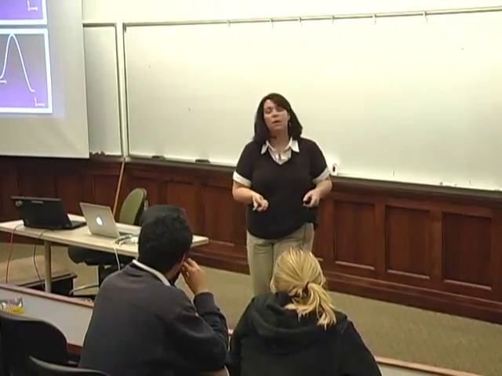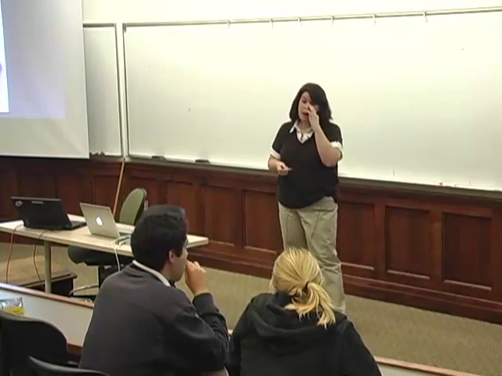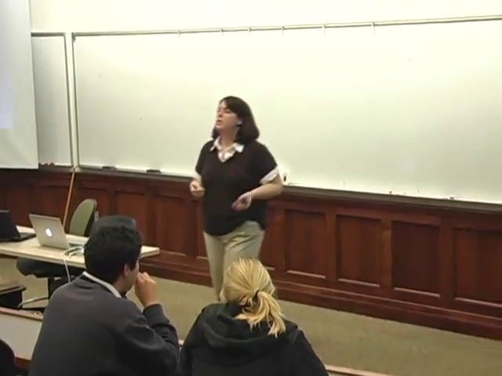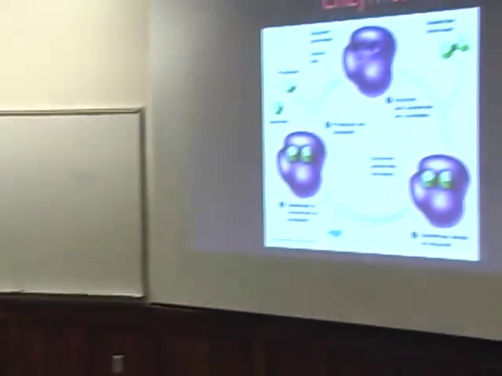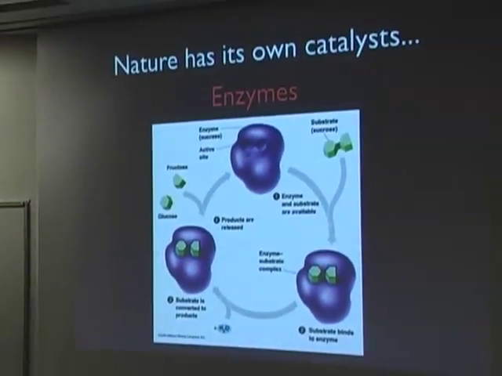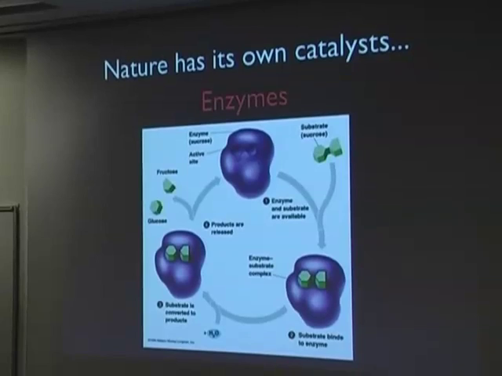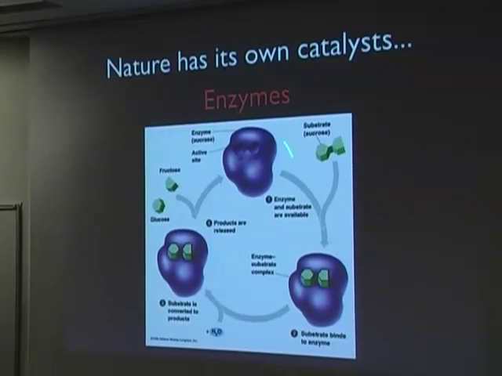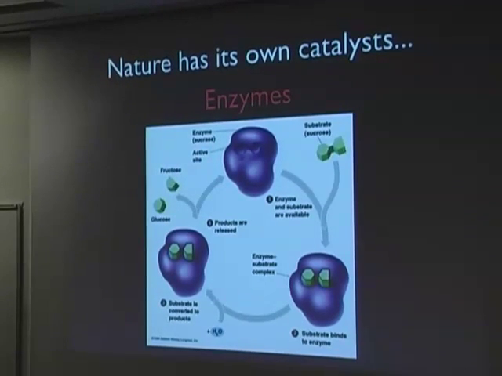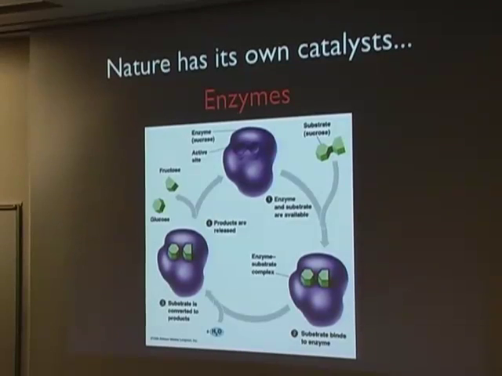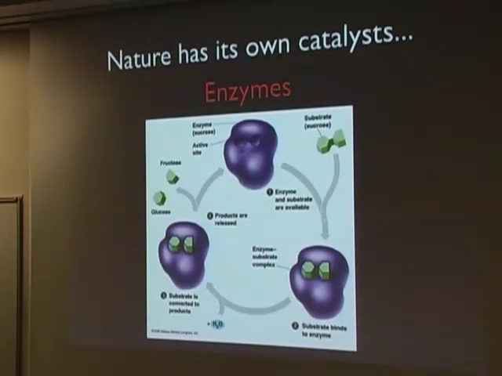Pretty cool? All right. Well, this is not a new concept. Nature's been doing this for millions and millions of years. They have their own catalysts, which are called enzymes. Okay? So, for example, this is sucrase. And what sucrase does is it enables your body to break down sucrose. Okay? So you have sucrose floating in your body, and it needs to be broken down to glucose and fructose in order to be able to use it.